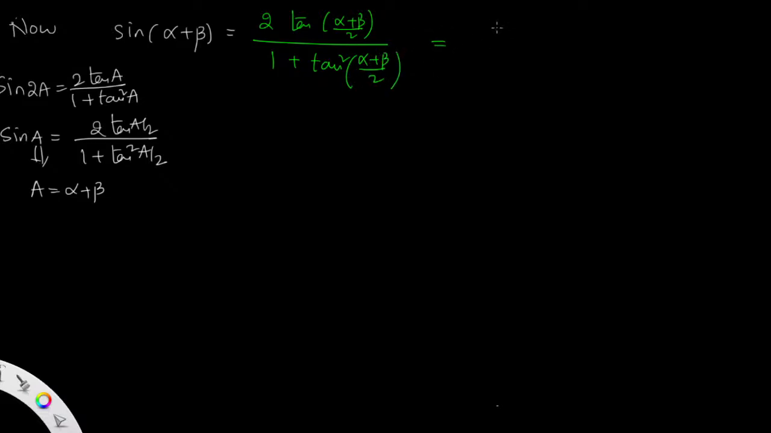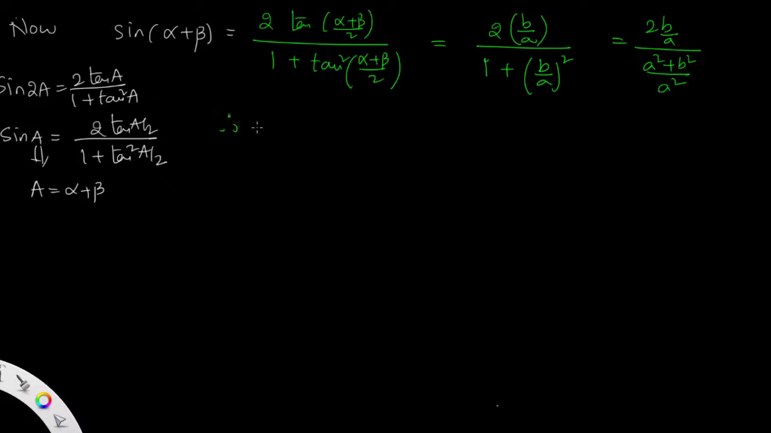Then tan of (alpha plus beta)/2 we have as b by a, and then 1 plus (b by a) whole square. Then it goes to 2b by a divided by (a square plus b square) by a square. Therefore sin of alpha plus beta, by cancellation of a, the value is 2ab by (a square plus b square).